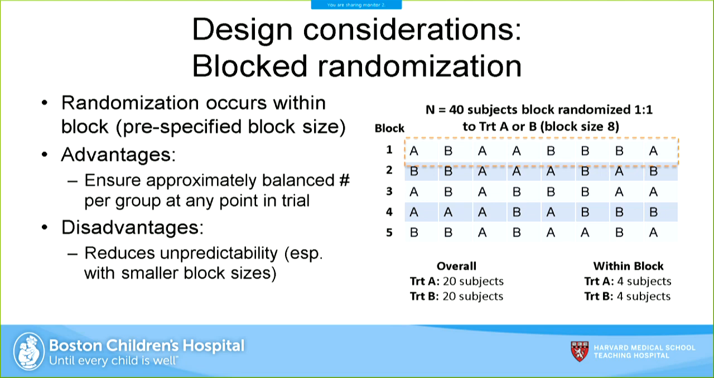So the advantage here is that we ensure there are roughly balanced numbers of individuals in each treatment group at any point in the trial. But the disadvantage is that this will reduce unpredictability, especially if your block size is smaller. Suppose your block size was 4, and you've already assigned 2 individuals to treatment B, then you can guess that patients 3 and 4 will get treatment A.